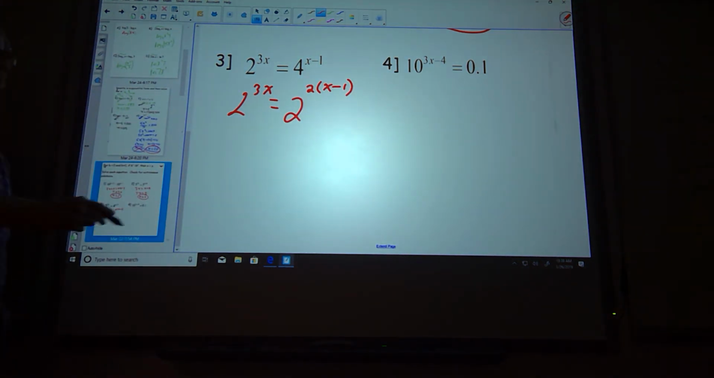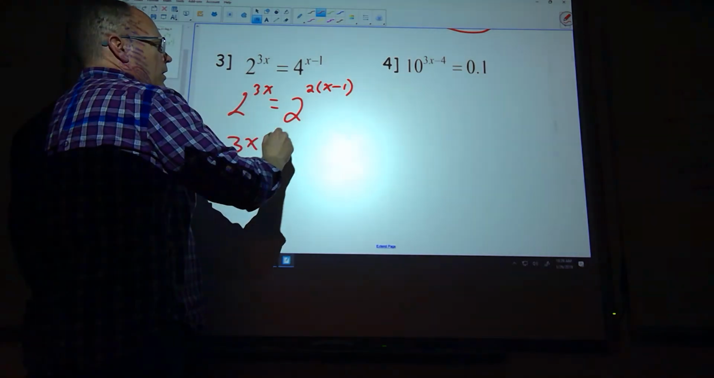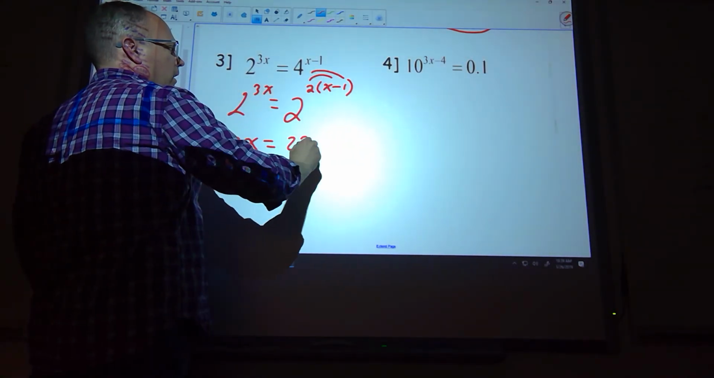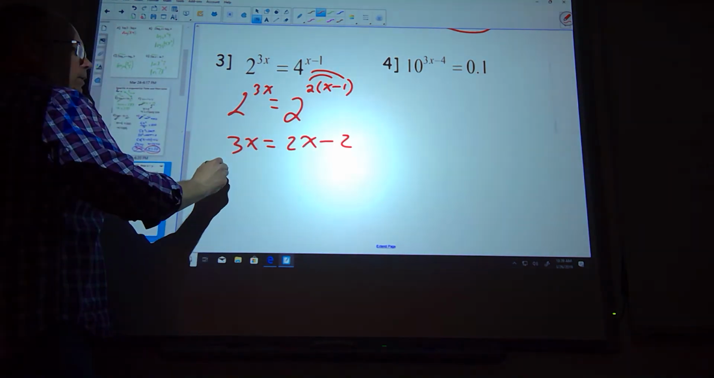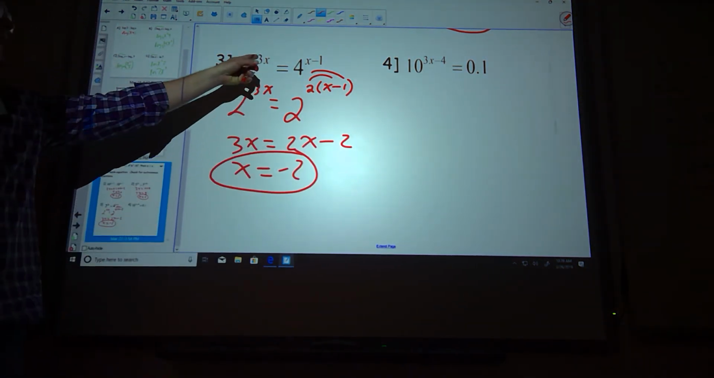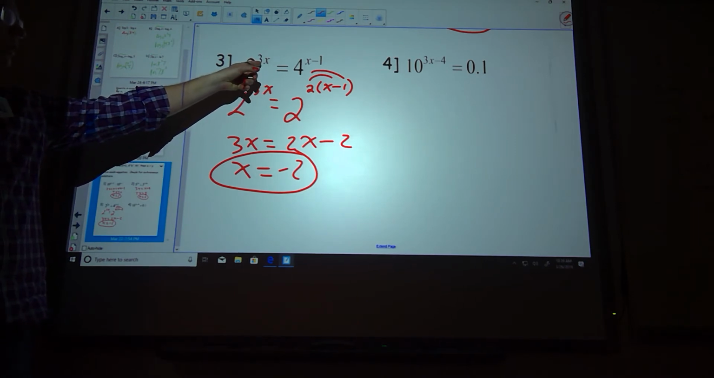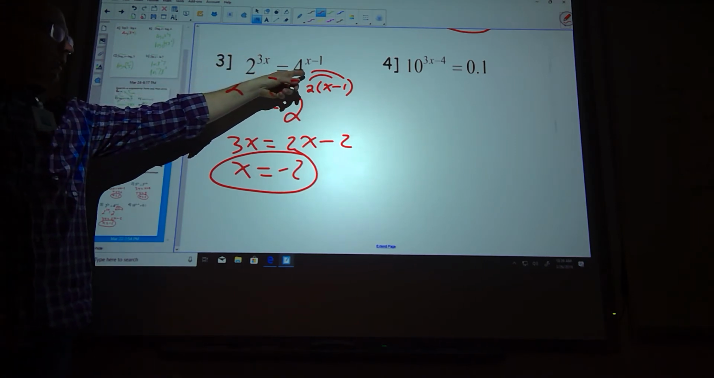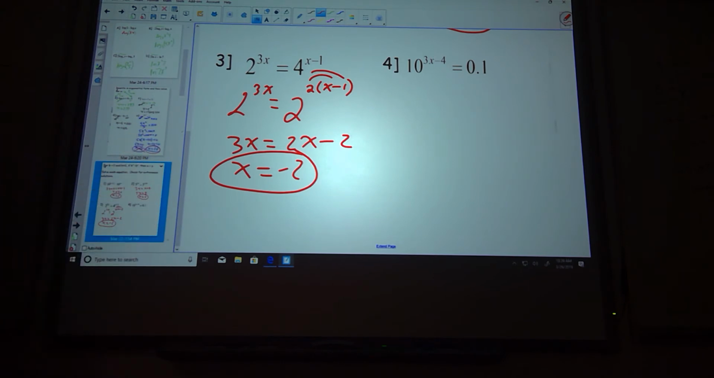Now they're the same bases, so I can set my exponents equal to each other. I can distribute there. That's 2x minus 2. Subtract 2x, so I get x equals negative 2. And again, I can have negative exponents, so I'd get 2 to the negative 6 and 4 to the negative 3. Perfect. I love it. It works.